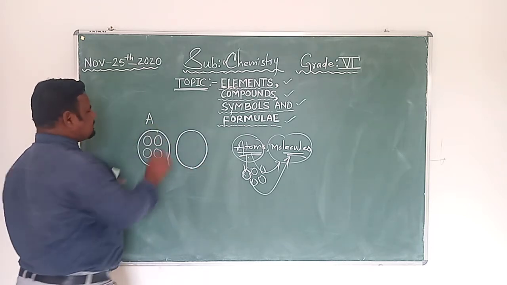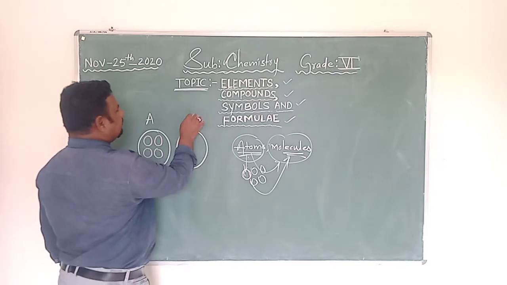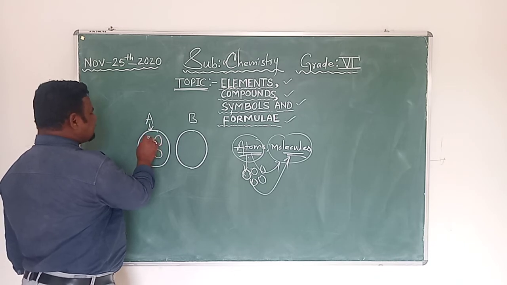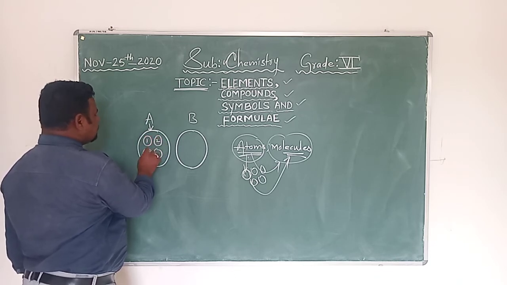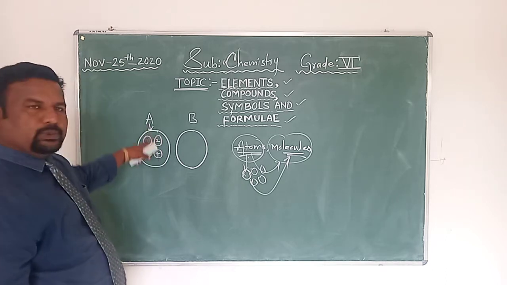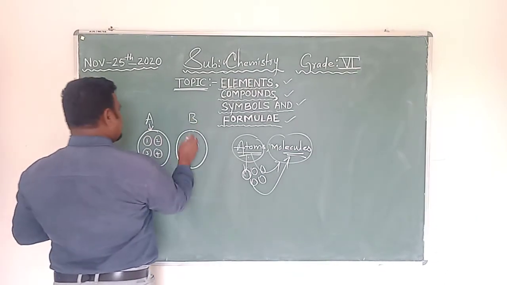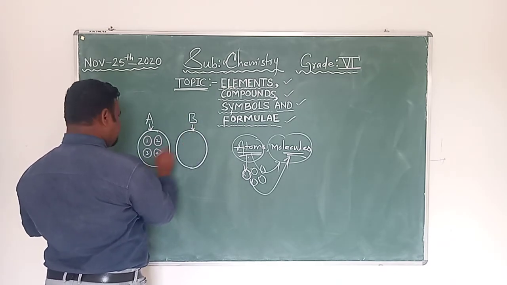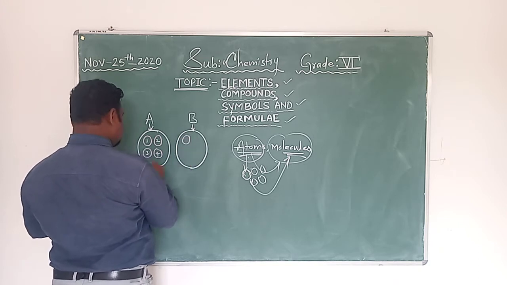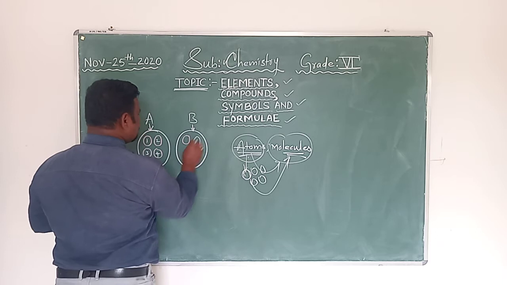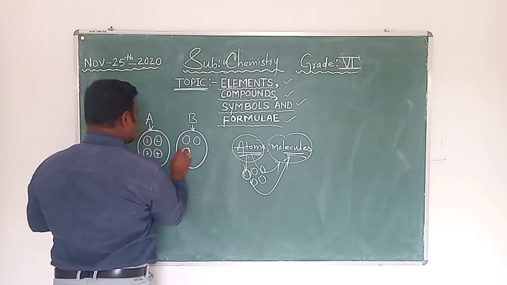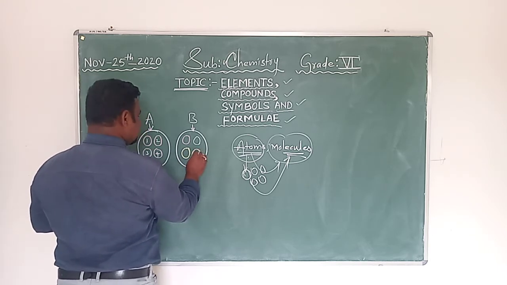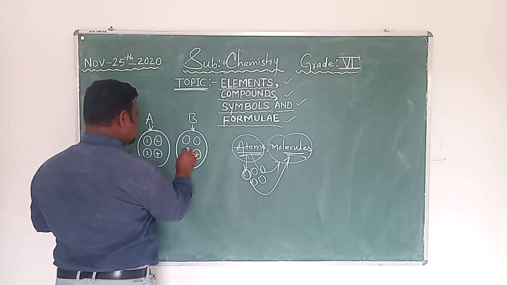We name this molecule A and the other B. We can see the total number of atoms in A is 4: 1, 2, 3, 4. Similarly, in molecule B, this is 1, this is 2, this is 3, this is 4. Now tell me, children, what is the difference here?